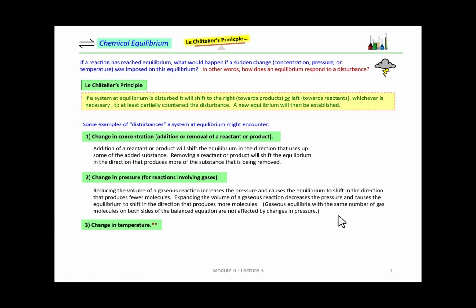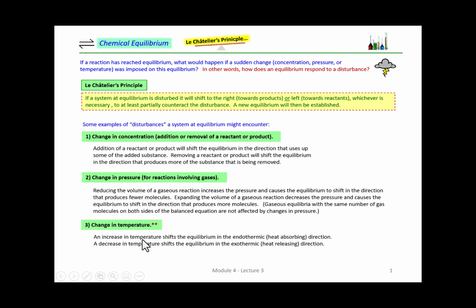And finally, you could change the temperature. A simple way of describing what happens is that an increase in temperature will shift the equilibrium in the endothermic, or heat absorbing, direction. If you decrease the temperature, the equilibrium will shift in the exothermic, or heat releasing, direction. And this is a time to remind you that changing the temperature also changes the value of the equilibrium constant, so we have to keep that in mind.